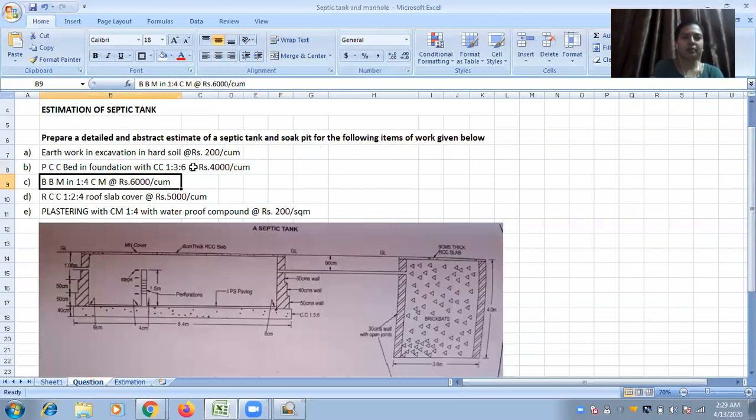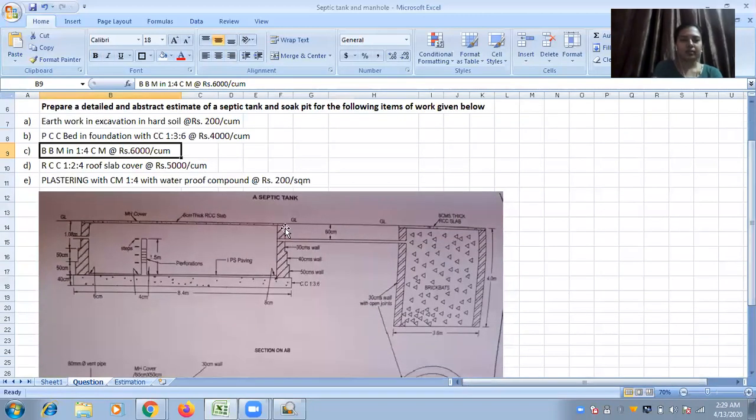Next question is burnt brick masonry in 1:4 cement mortar at rupees 6,000 per cubic meter. Here also you have to give the volume. Here brickwork is used to construct the septic tank wall and the soak pit wall. This is of circular shape and this is of rectangular shape. In the septic tank, there are three steps: first step, second step, and third step.